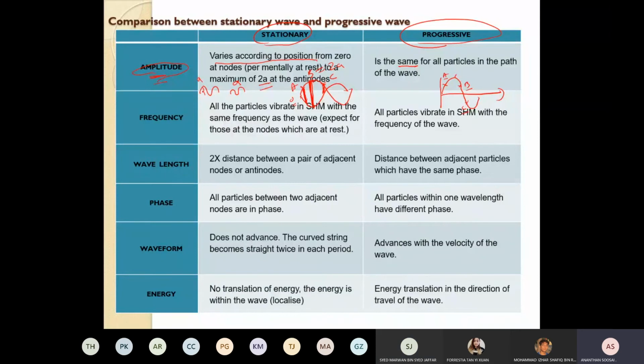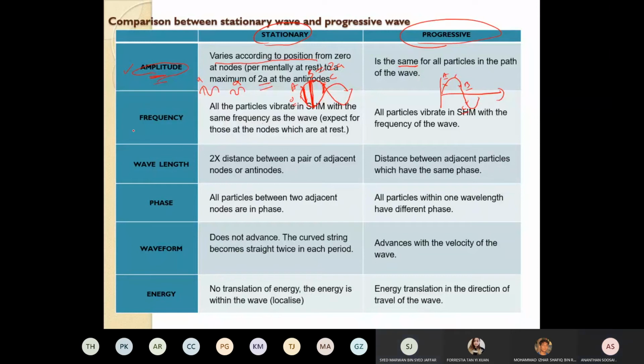Because the incident wave has amplitude A. So do you understand the differences about amplitude? This is the difference between stationary and progressive waves. In a progressive wave, all particles have the same amplitude, but in a stationary wave, all particles have a different amplitude, ranging from 0 to 2A. The nth node has the highest amplitude. Okay, so you got the idea.